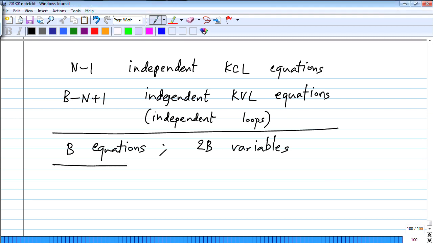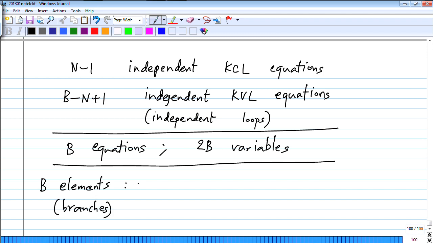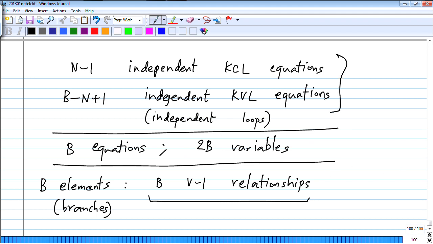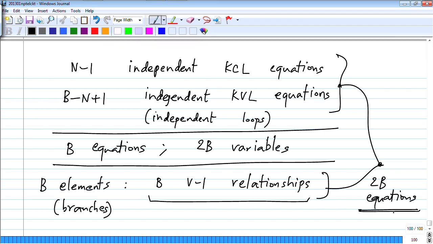One of you said it comes from the VI relationship of each element, and that's correct. Some of you said Ohm's law, but Ohm's law is very specific to a resistor. So we have B elements or B branches, and each element will have its own VI relationship. So we have B VI relationships, and together we have 2B equations. Okay, so with this we can solve for the 2B variables, which are B branch voltages and B branch currents. Okay, so I hope this part is clear.